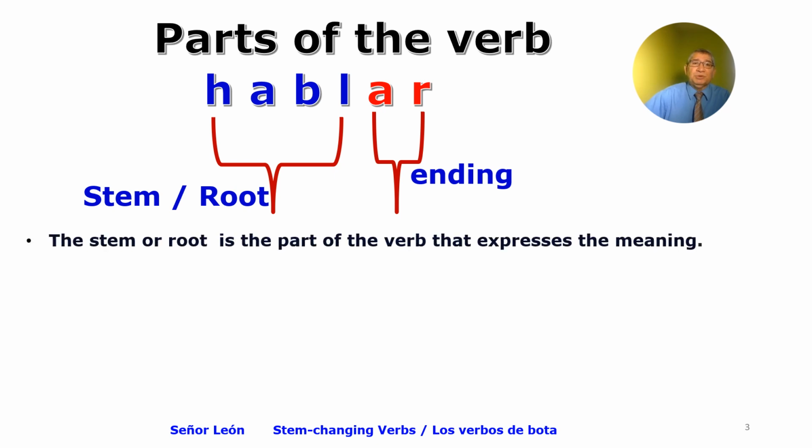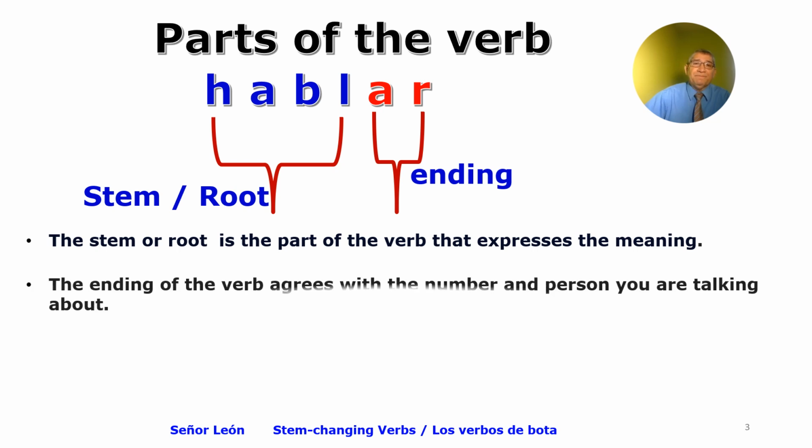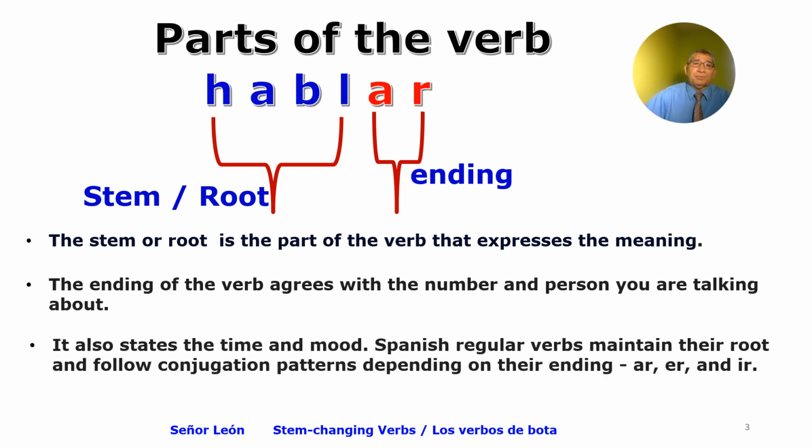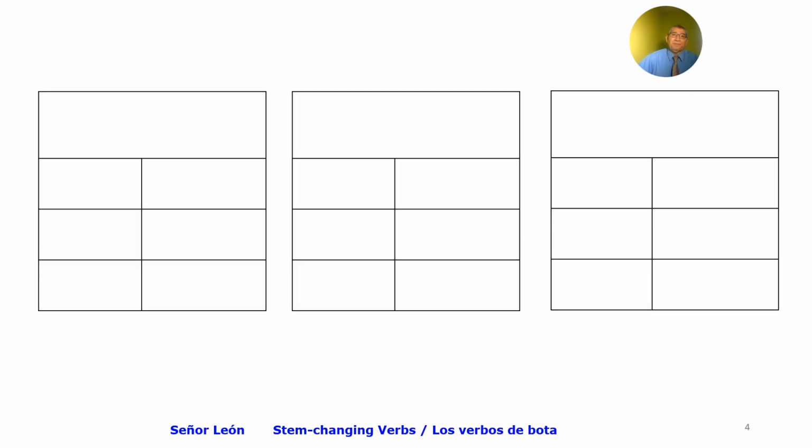So the stem or root is the part of the verb that expresses the meaning. The ending of the verb agrees with the number and person you are talking about. I usually call them the subject in the sentence. It also states the time and mood. Spanish regular verbs maintain and follow conjugation patterns depending on the endings, AR, ER, or IR.